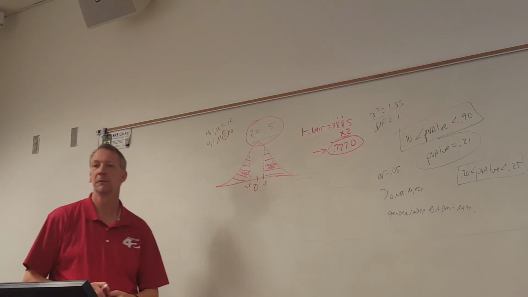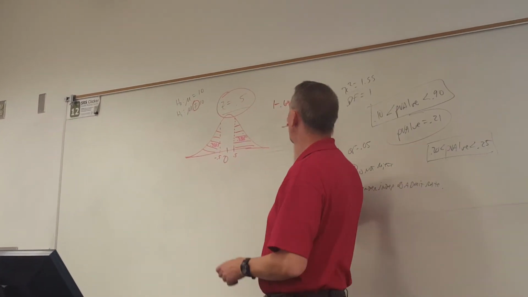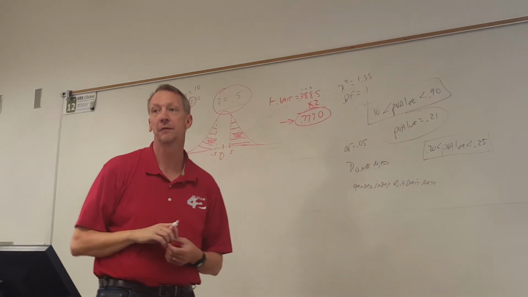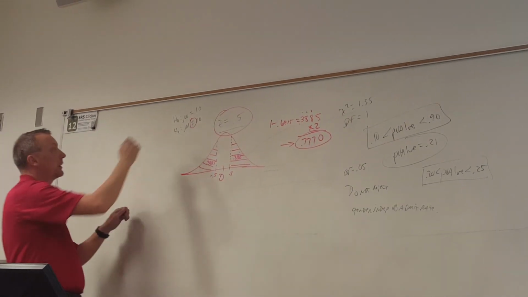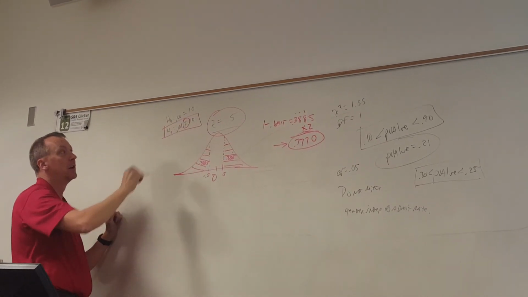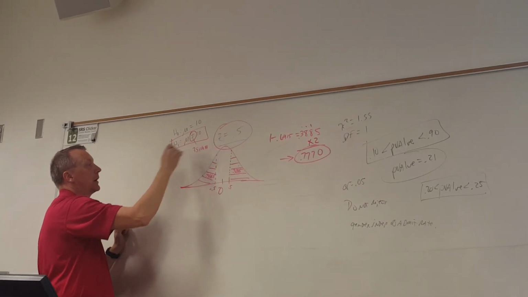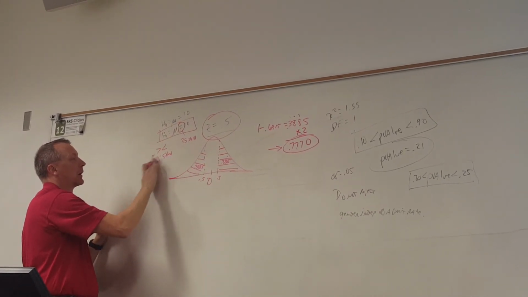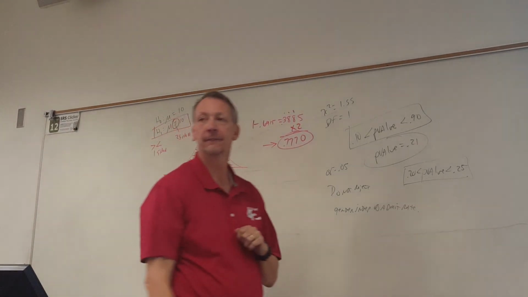Okay? Now I only multiply it by 2 if it's a two-sided test. If it was one-sided, I would just take it as is. How do you know if it's two-sided? For your alternative hypothesis. If it's not equal, it's two-sided. If it's a greater than or less than, it's one-sided. Okay?